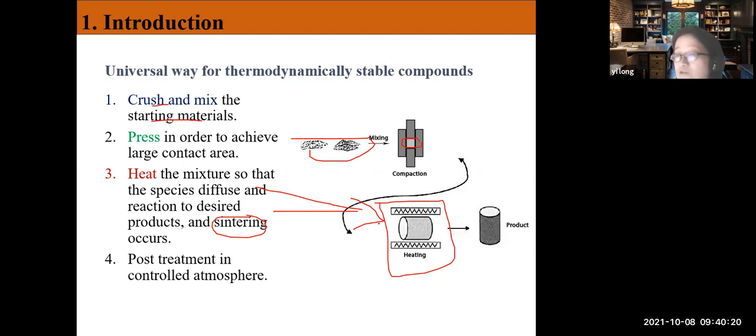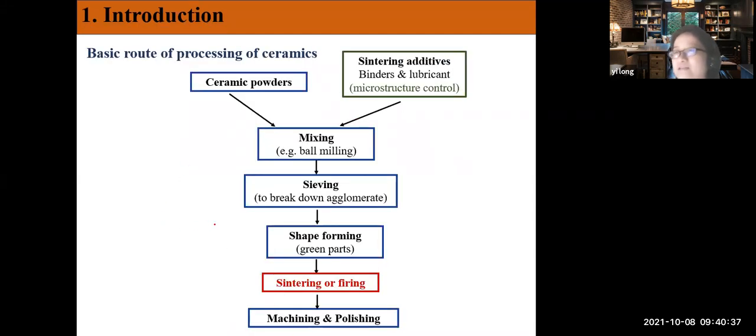So the sintering occurs. Then of course you need a little bit of post-treatment, right? So as I said, use baking a cake to remember, just in case you haven't done any experimental things before. These are the basic rules. You have the ceramic powders with some sintering additives such as binders and lubricants. Remember, it's like you put in flour and egg.